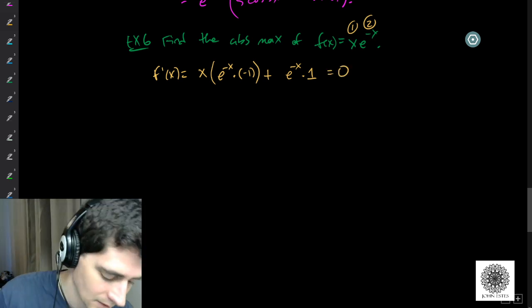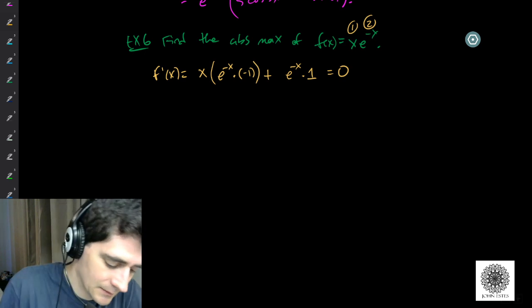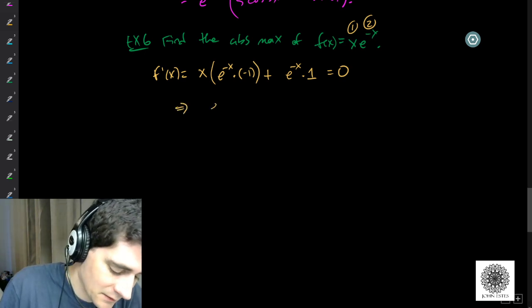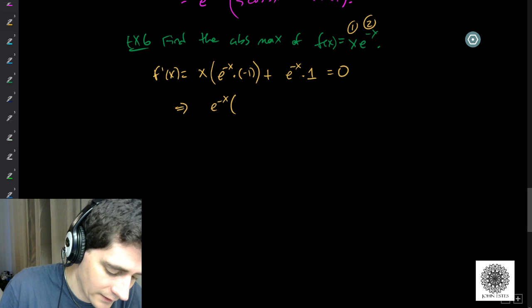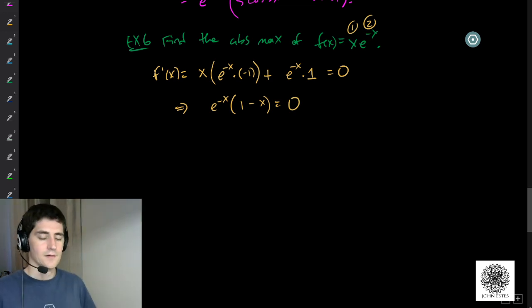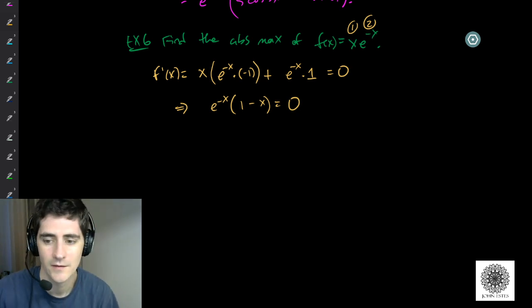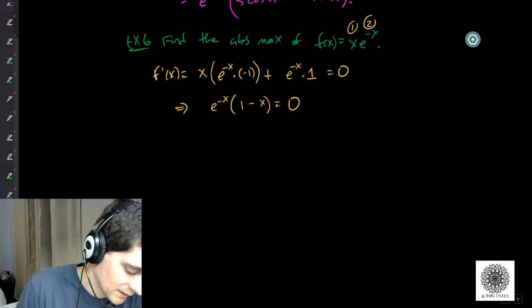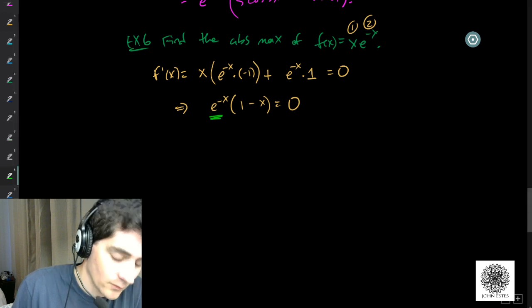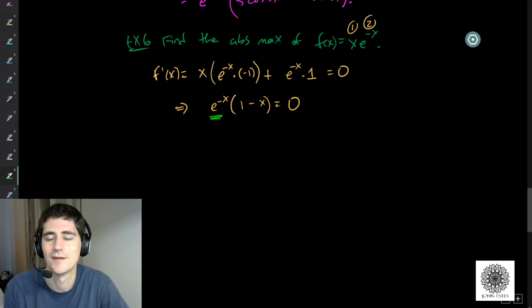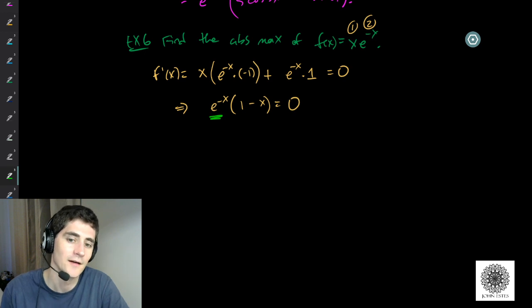All right, so let's do some simplifying. I can take out an e to the negative x, and when I do that, I have a positive 1 and a minus x equals 0. So e to the negative x times 1 minus x equals 0. And this looks like a complicated equation, except remember, what was the range of e to the x? 0 and up, but you can never reach 0. e to the negative x is never going to hit 0.